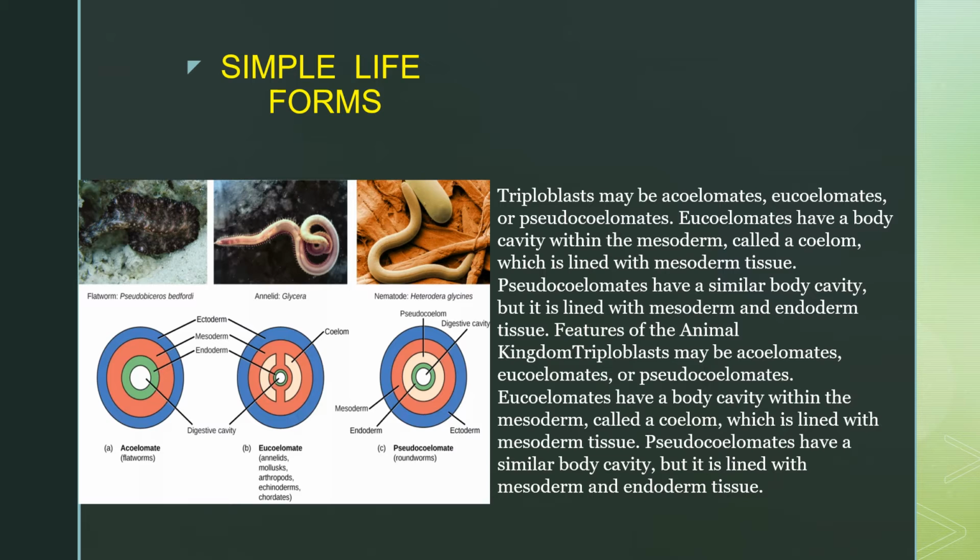Triploblasts may be acoelomates, eucoelomates, or pseudocoelomates. Eucoelomates have a body cavity within the mesoderm called a coelom, which is lined with mesoderm tissue. Pseudocoelomates have a similar body cavity, but it is lined with mesoderm and endoderm tissue.